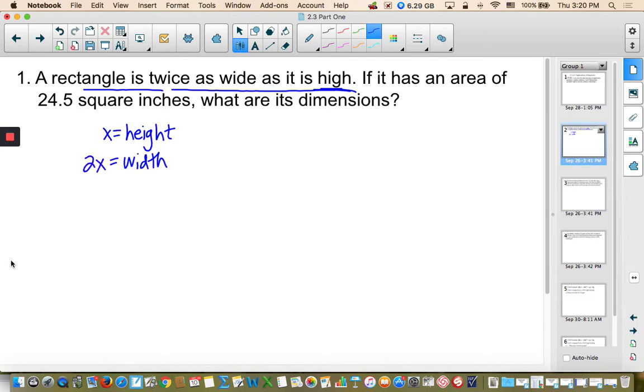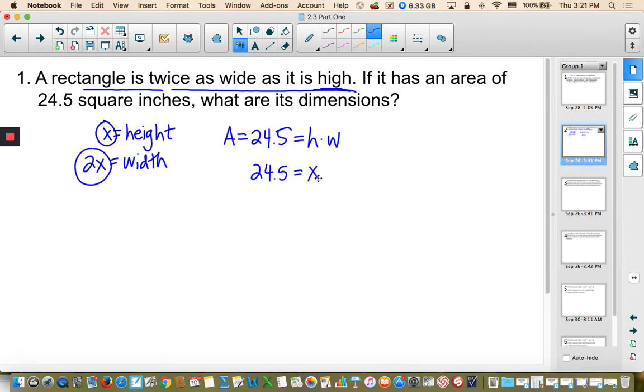We also know that the area of this rectangle is 24.5 square inches. And we know that the way to find the area of a rectangle is length times width, or height times width in this case. So we'll say h times w. So if I plug in what I know from right here and right here, that would be 24.5 is equal to the height, which is x, times the width, which is 2x. I multiply those two things together on the right. X times 2x is 2x squared, is equal to 24.5.